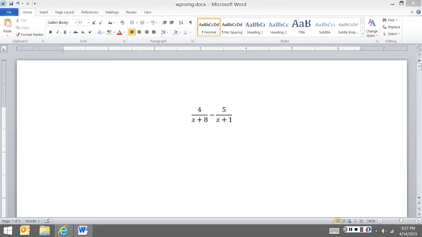started with. So since this is an expression, it doesn't have an equal sign, that means I will not be solving it and I will not be getting a specific answer. I will be, however, trying to combine this into one term.